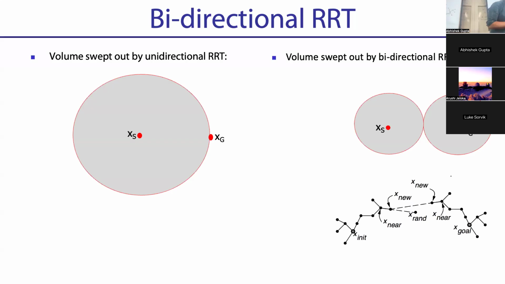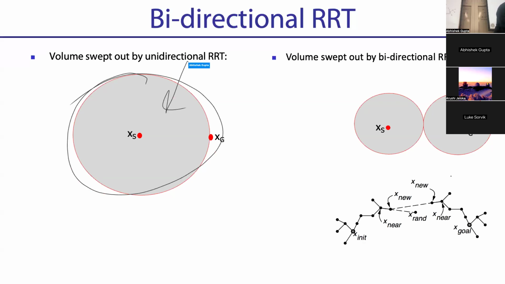What bidirectional RRT does is it tries to expand a tree this way, tries to expand a tree this way, and then every so often it tries to connect the trees. The idea behind bidirectional RRT is that to get from here to here, you have to cover this volume, and that is a bigger volume than if you started in both directions, because this thing is not informed by the goal. Whereas if you start from both directions, it's informed by the goal.